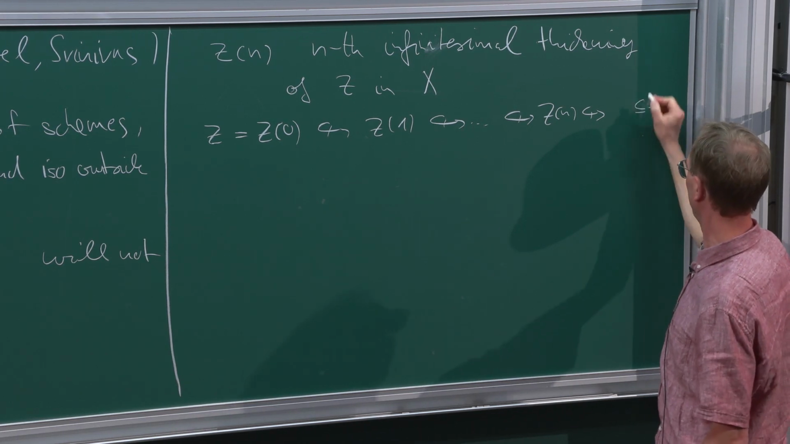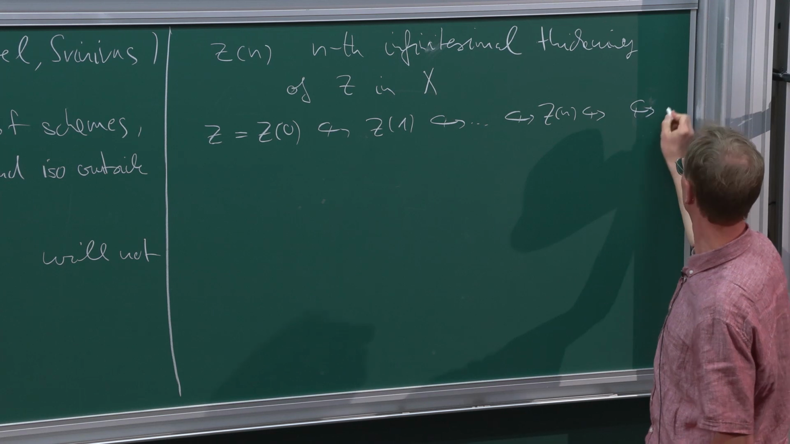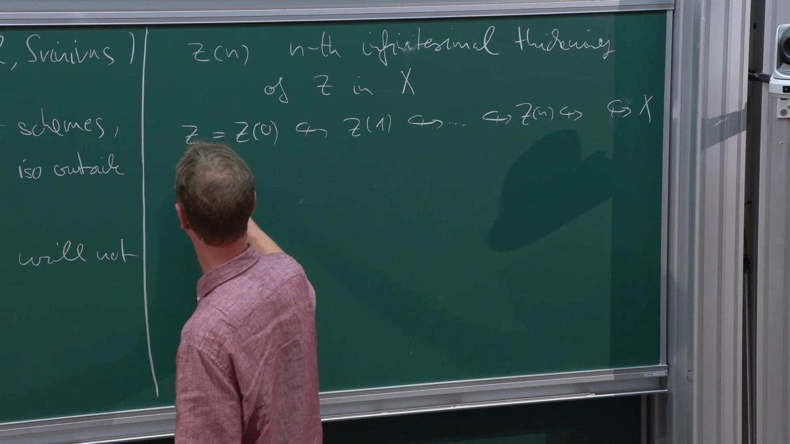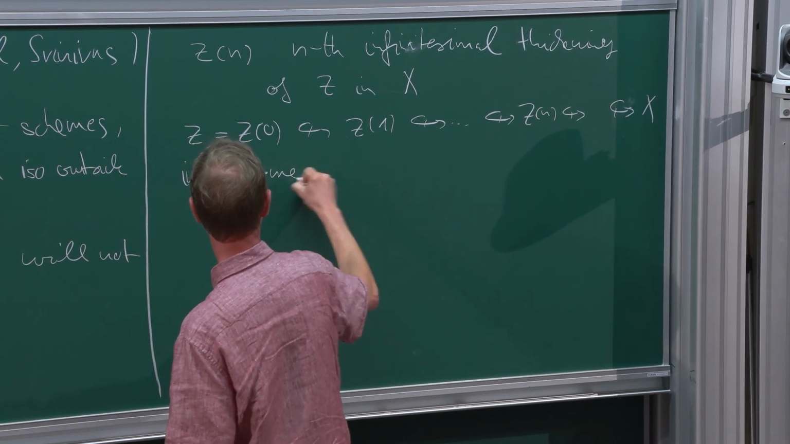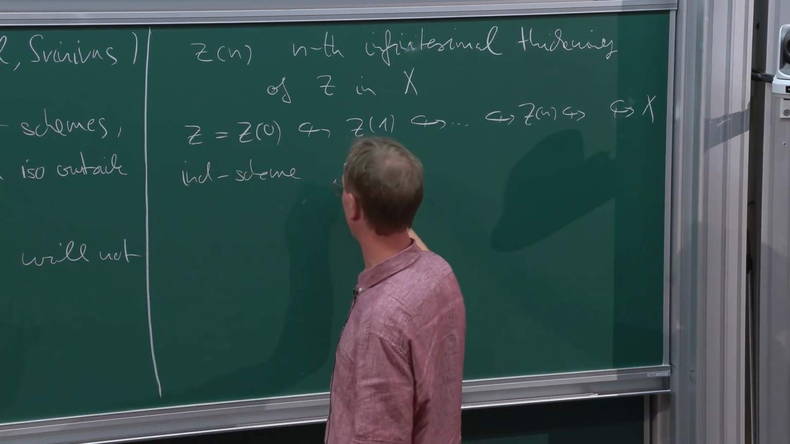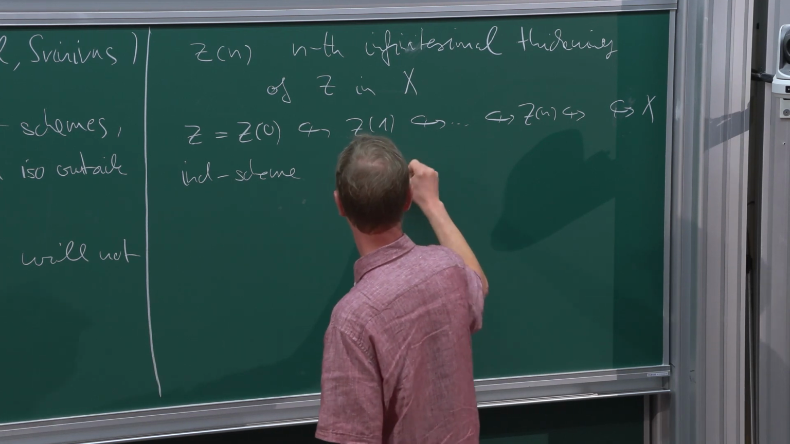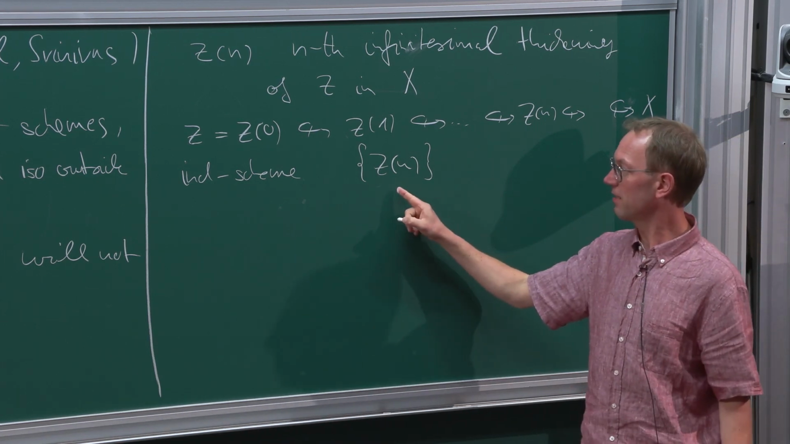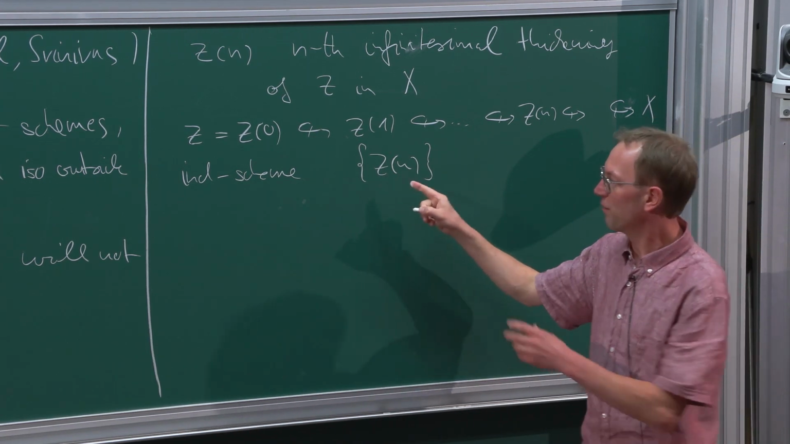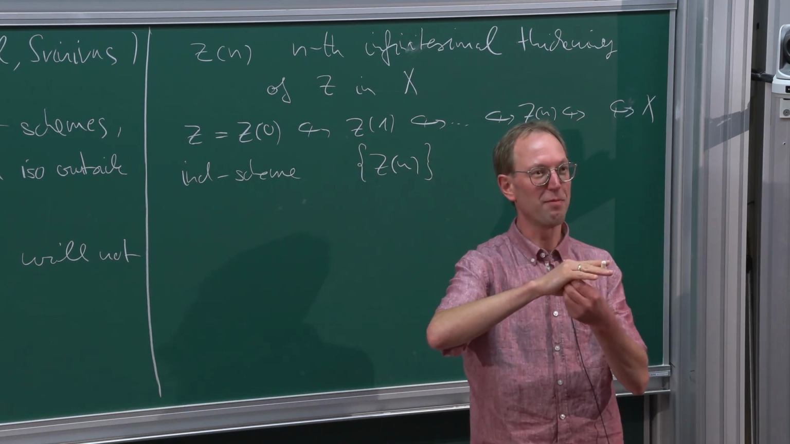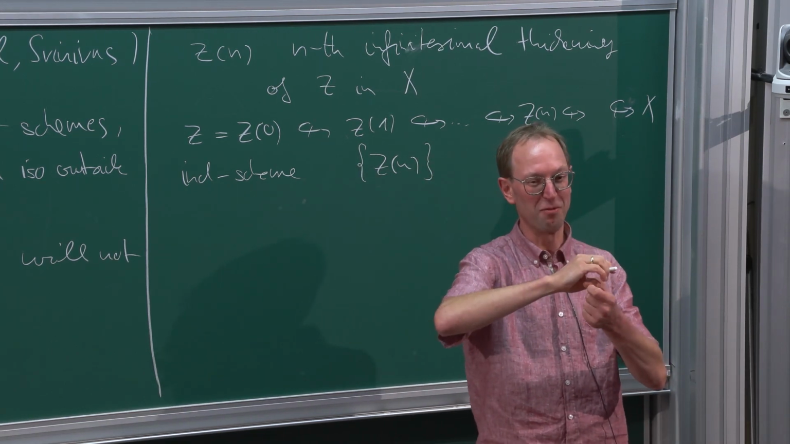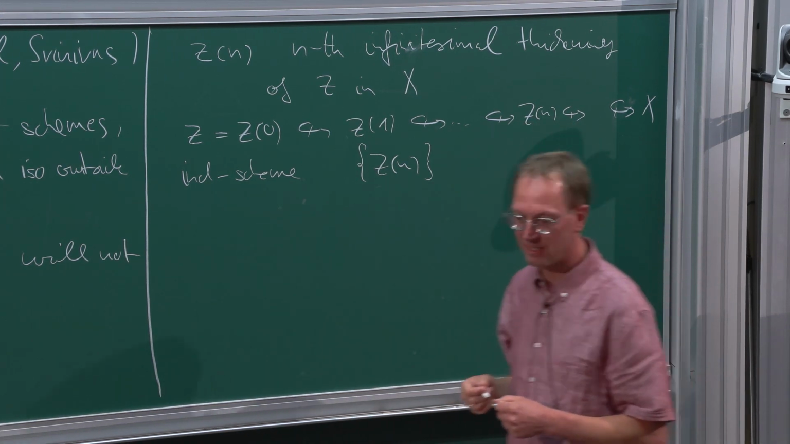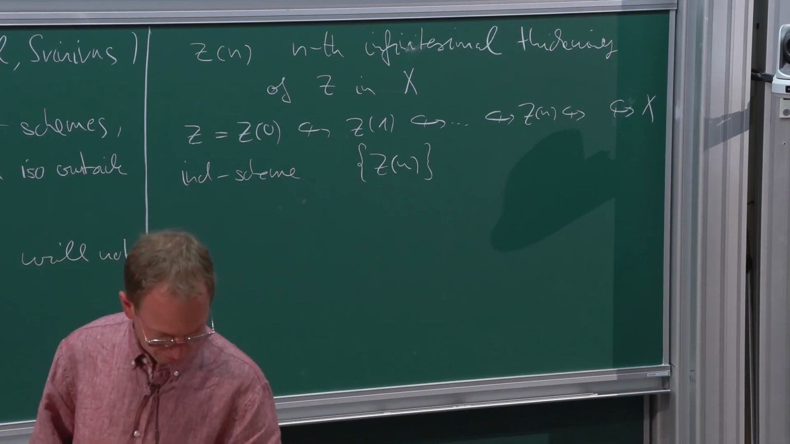Of X, and you can view the system as an ind-scheme, just a formal direct system of the Z_n. Now the idea is that if you apply K-theory to this ind-scheme, it looks a bit more like something open, so maybe there's a better chance that you get some descent property. And this is in fact true.